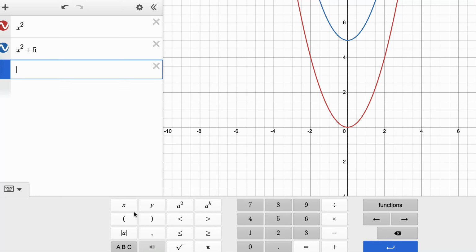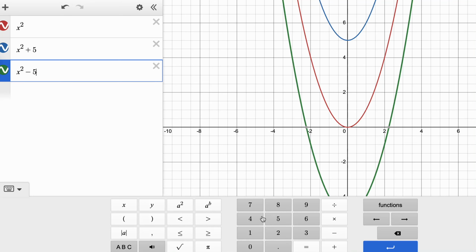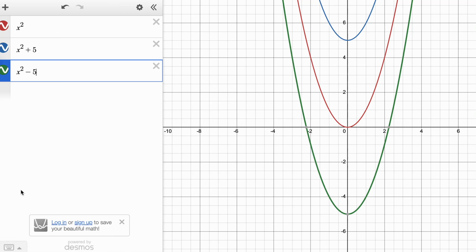Now I will subtract 5. Let's see what happens. X squared minus 5. See, it has gone down 5 points, exactly down 5 points, 0 and negative 5. So these two are vertical transformations, right?